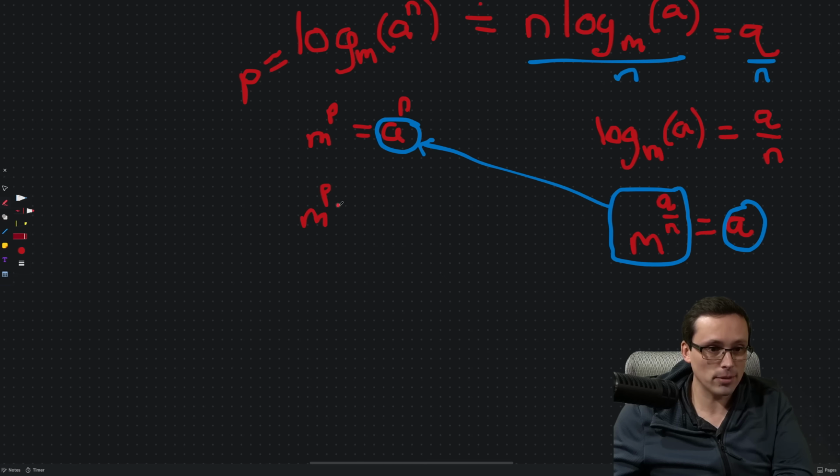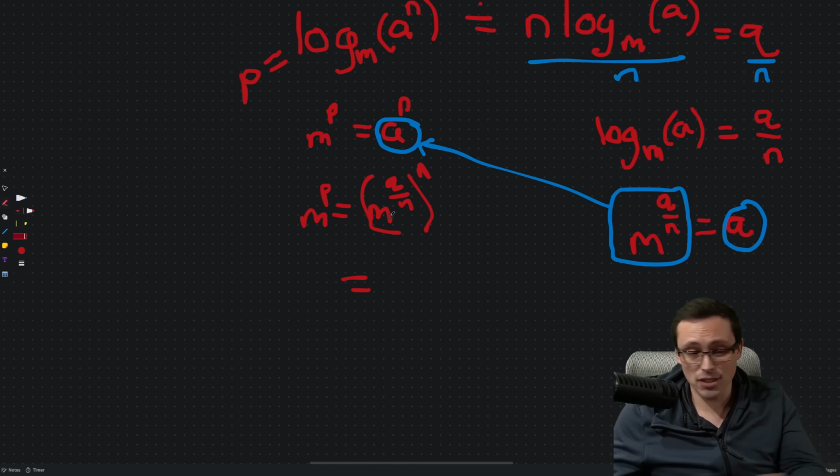This would be m to the power of p equals m to the power of q over n, to the power of n. And you might be like, okay, what the heck is that? Well, that actually simplifies. Powers of powers multiply, and if I multiply by n and divide by n, I'm essentially doing nothing. So this is just m to the power of q is equal to m to the power of p.